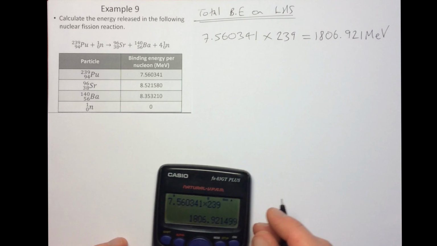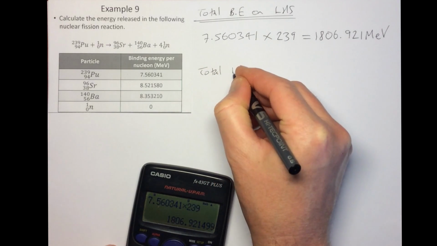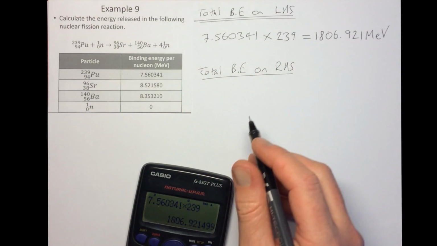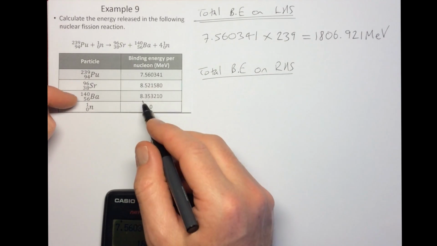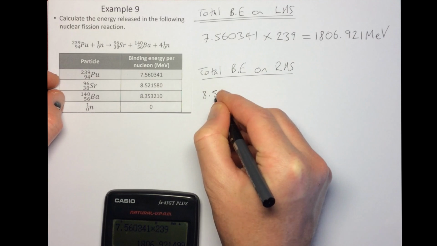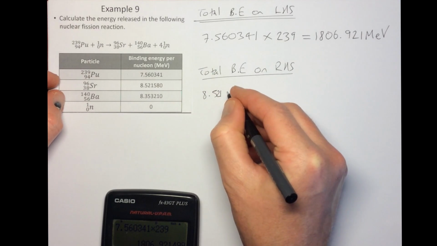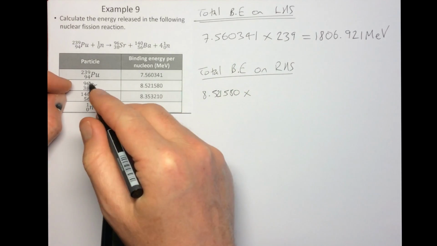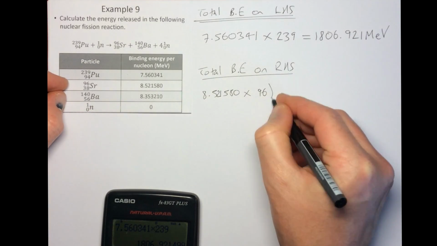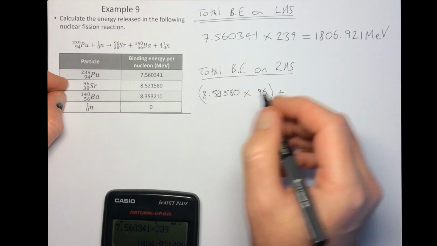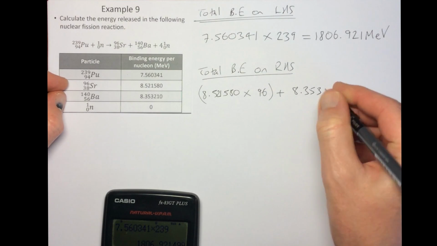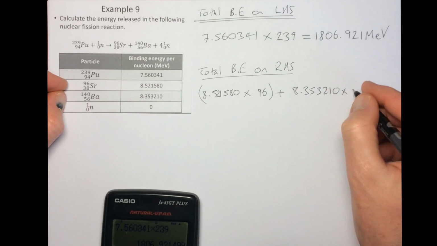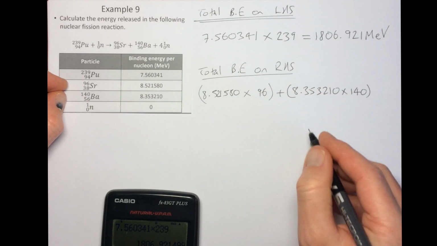Okay. Now we're then going to look at the total binding energy on the right hand side. So we've got the binding energy of the strontium and the barium to consider here. So it's going to be 8.521580. That's the binding energy of strontium per nucleon. So we have to multiply that by the number of nucleons, which is 96. Then we have to add on to that the binding energy per nucleon of barium multiplied by the number of nucleons in barium. Okay, so that will give us our answer.